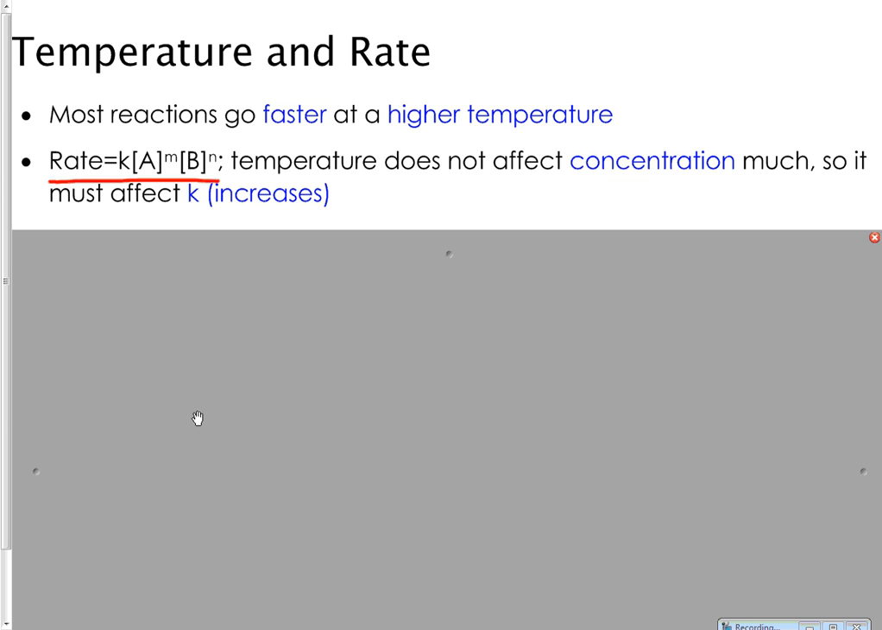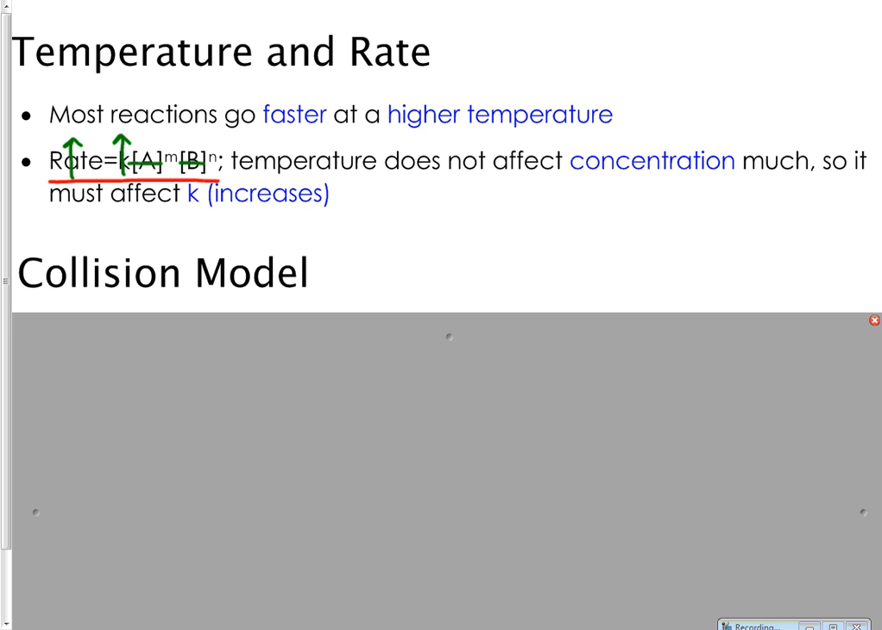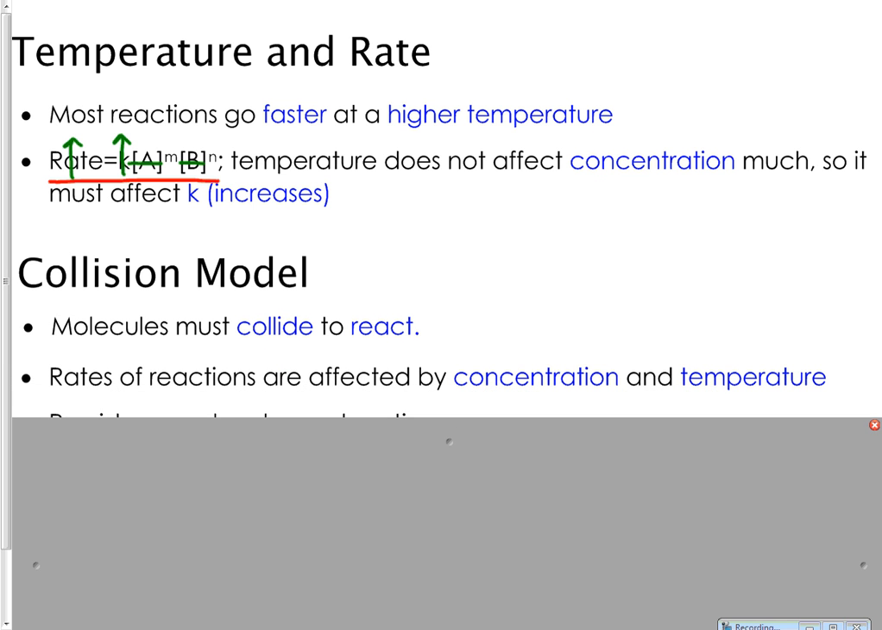Now, if temperature goes up, concentration is not affected. So if the concentration is not affected, but the rate is still going to go up, and these things are not being affected at all, it must be k that goes up. So if a reaction happens at one temperature, it has one k value. If it happens at a different temperature, its k value is different. So k is a reaction constant, a rate constant, but it is based on temperature. That's important to understand. Now, the collision model is going to explain why things react the way they do.